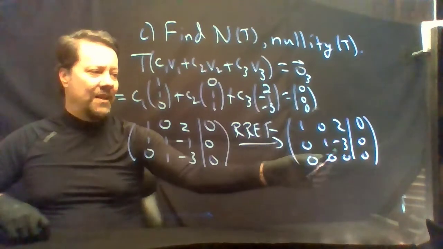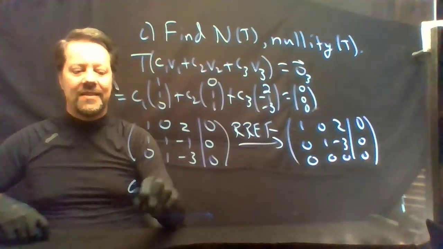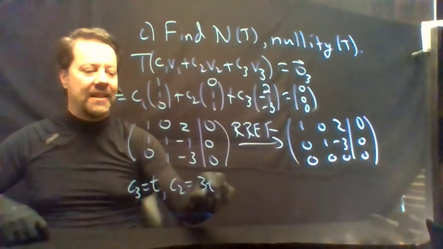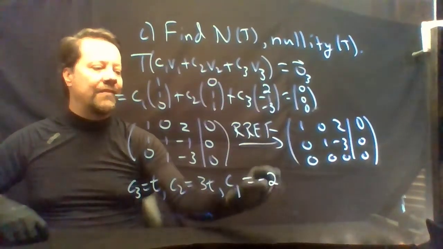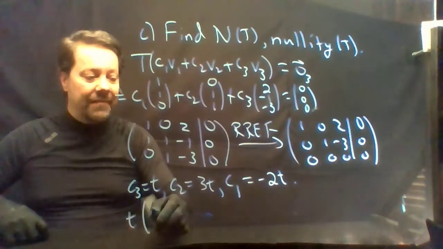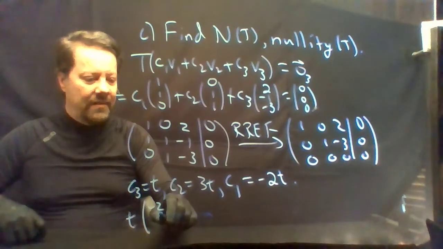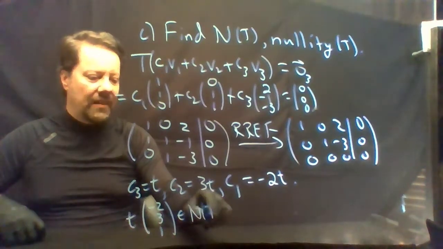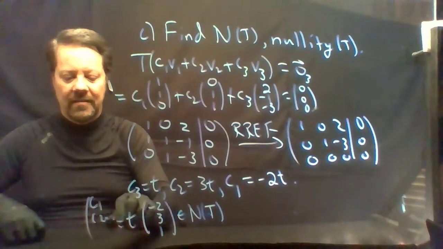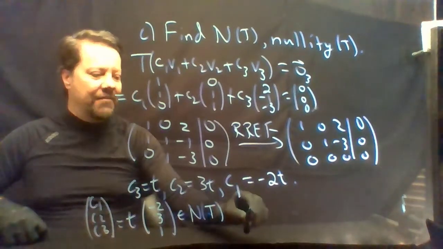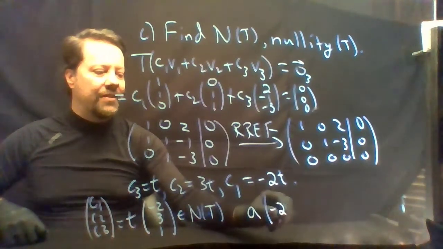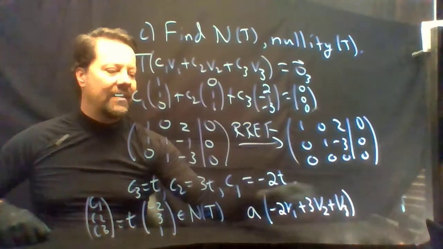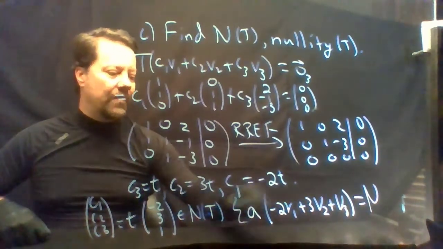You can see that if C3 is governed by the last coordinate, then C3 will be arbitrary. C2 will be 3 times C3, or C3 times t, and C1 will be -2 times t. That means everything of the form (-2, 3, 1) times t will be in the null space of T. That means every scalar multiple of -2 V1 plus 3 V2 plus V3 will equal the null space, everything of this form.